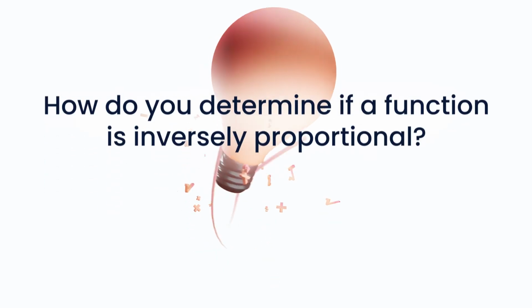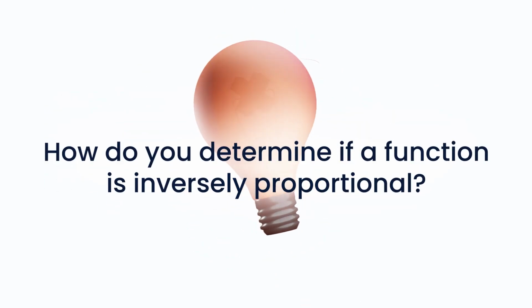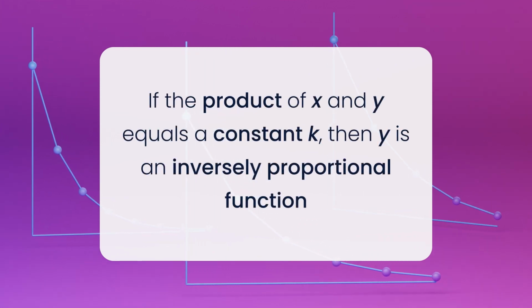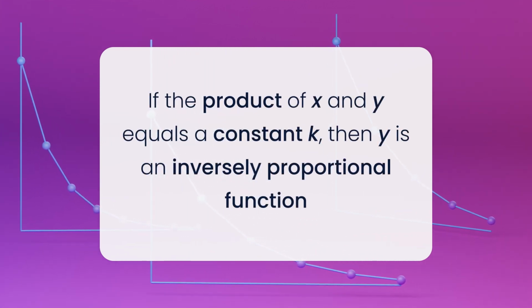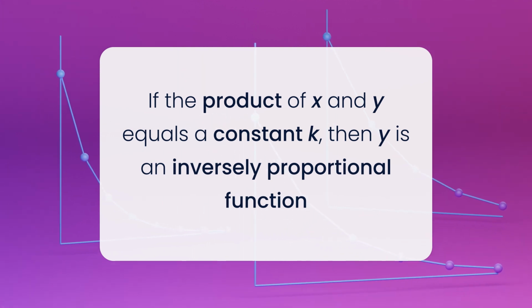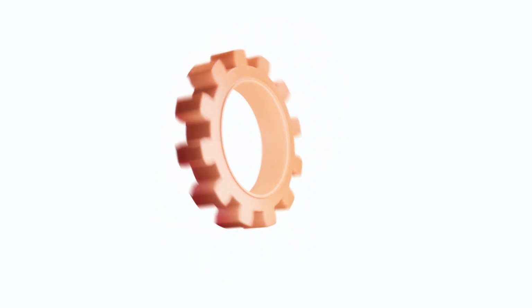How do you determine if a function is inversely proportional? If the product of x and y equals a constant k, then y is an inversely proportional function. Let's explore this by looking at an example.